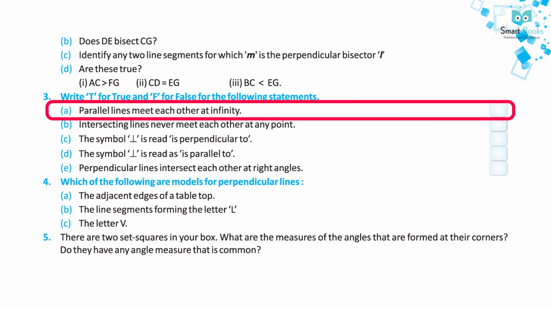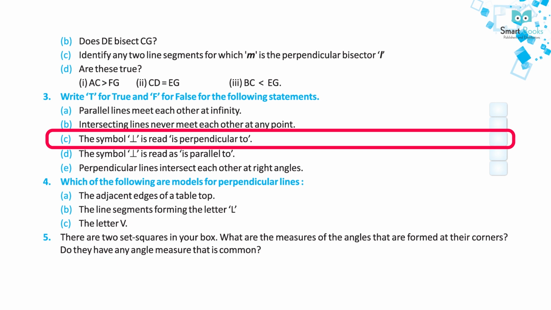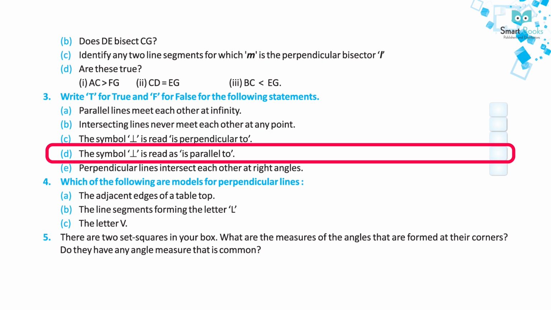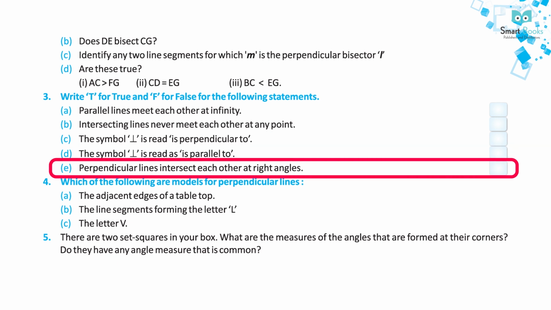A. Parallel lines meet each other at infinity. Solution. False. B. Intersecting lines never meet each other at any point. Solution. False. C. The symbol perpendicular is read as 'is perpendicular to'. Solution. True. D. The symbol perpendicular is read as 'is parallel to'. Solution. False. E. Perpendicular lines intersect each other at right angles. Solution. True.